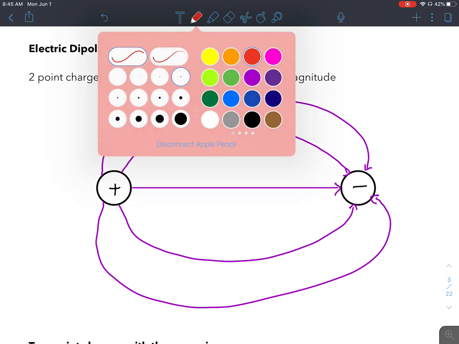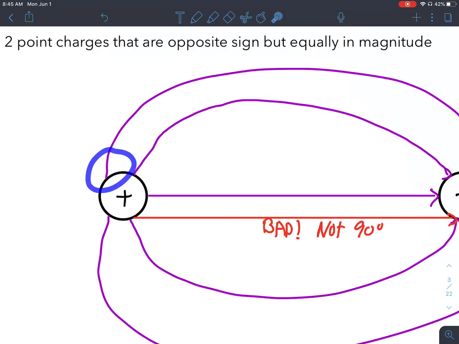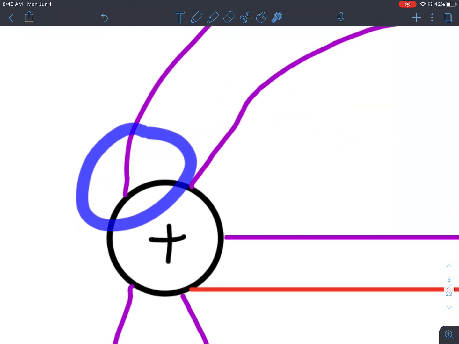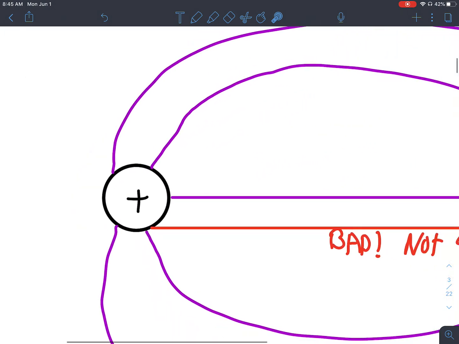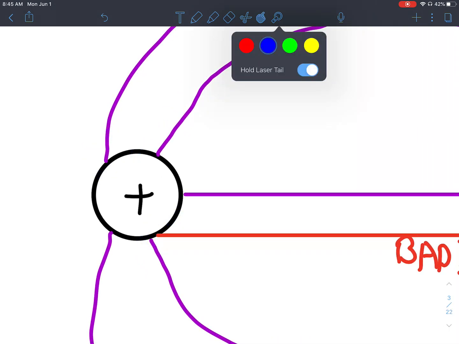I am not having lines that go out like this and in like this, because that's no longer 90 degrees, okay? This is bad. It's not 90 degrees. We like 90 degrees or as close to it as possible. Obviously, right here, how I drew this, not super 90 degrees, but I tried. It's close, okay? This is a lot closer than that, okay?